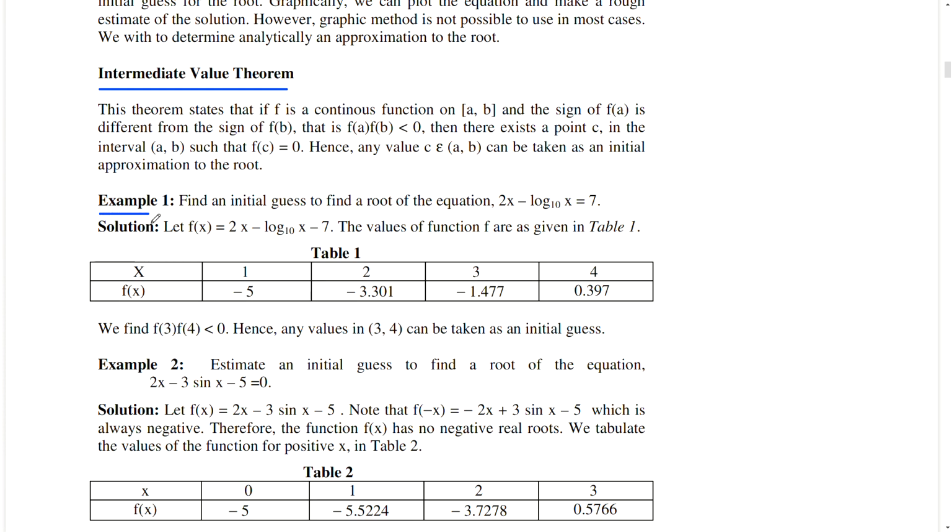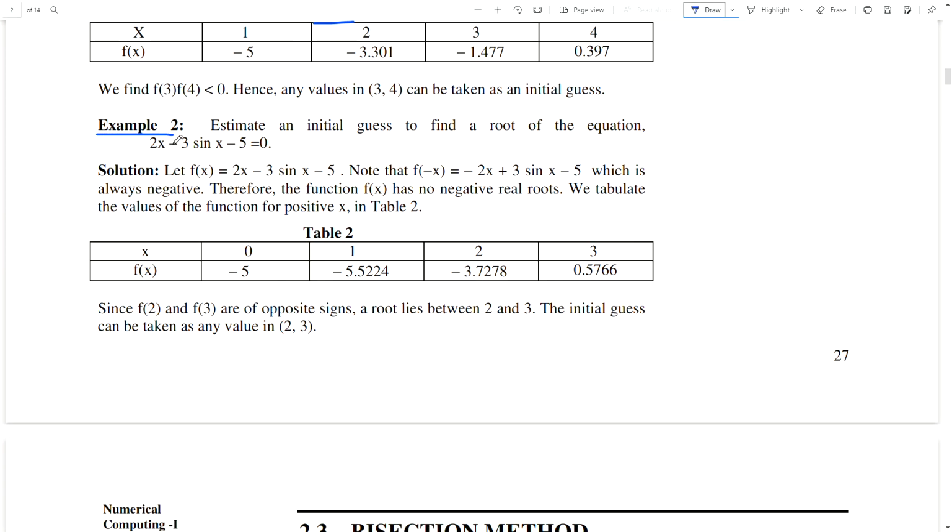Example 1. Find an initial guess to find a root of the equation 2x minus log 10 x equal to 7. Solution. Let f(x) equal to 2x minus log 10 x minus 7. The values of function f are as given in Table 1. x: 1, 2, 3, 4. f(x): minus 5, minus 3.301, minus 1.477, 0.397. We find f(3) f(4) less than 0. Hence, any value in (3, 4) can be taken as an initial guess.